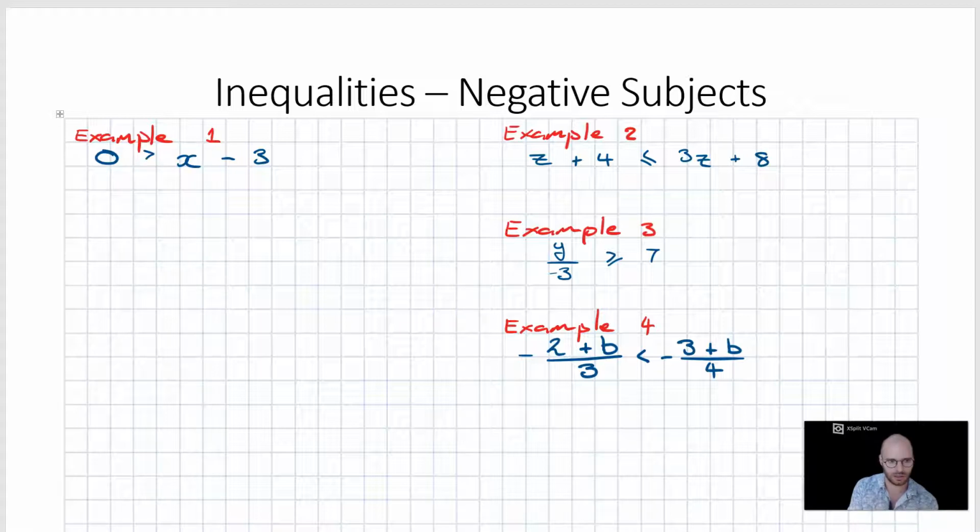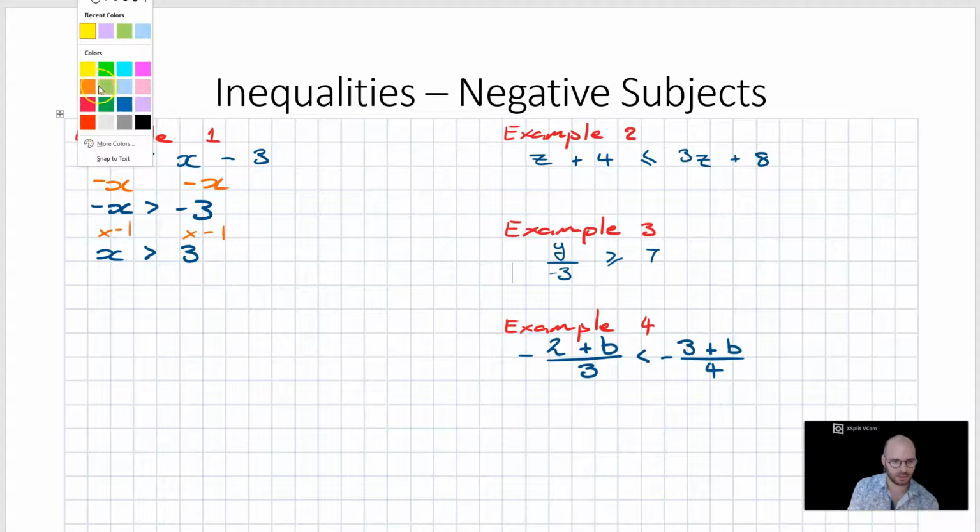Now if I were to rearrange this such that all of the variables are on the left and the constants on the right, what you're going to find is that we arrive at a situation where we've got a negative subject. Of course, we don't want negative subjects, so typically we multiply both sides of the inequality, or in the past equations, by negative 1. And that will give us x is greater than 3. But this is going to be problematic.